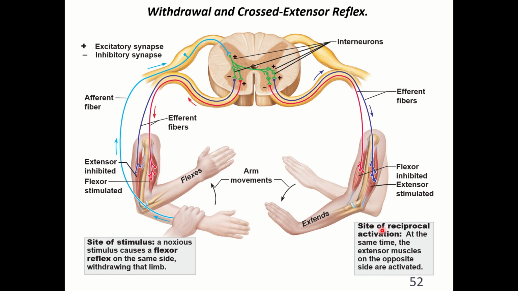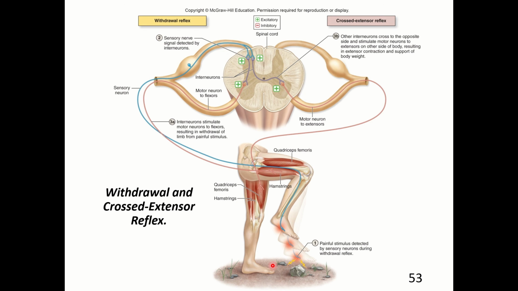And then they will excite the extensor muscle, which will be the triceps brachii. And they call that the site of reciprocal activation. At the same time, the extensor muscle on the opposite side is activated. So that gives you that karate chop kind of balance that is very necessary, particularly if someone is trying to grab your arm. You don't want to fall down and have them get you.